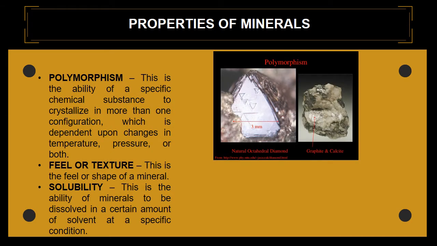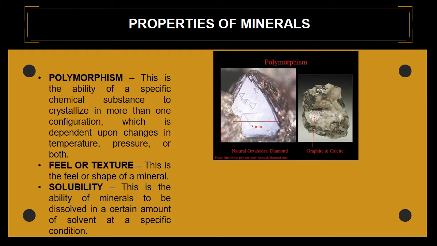So, next we have polymorphism. This is the ability of a specific chemical substance to crystallize in more than one configuration, which is dependent upon changes in temperature, pressure, or both. So, dito sa picture, we have polymorphism. We have 3 mm of natural octahedral diamond, which has crystallization of octahedral. So, natural lang siya, okay lang.